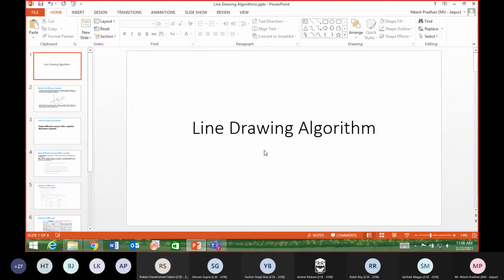So guys, in last class we have covered some theoretical concepts of computer graphics and multimedia, which is what are the different applications where we can use computer graphics and multimedia, and what is the CRT, cathode ray tube, vector and raster scan.